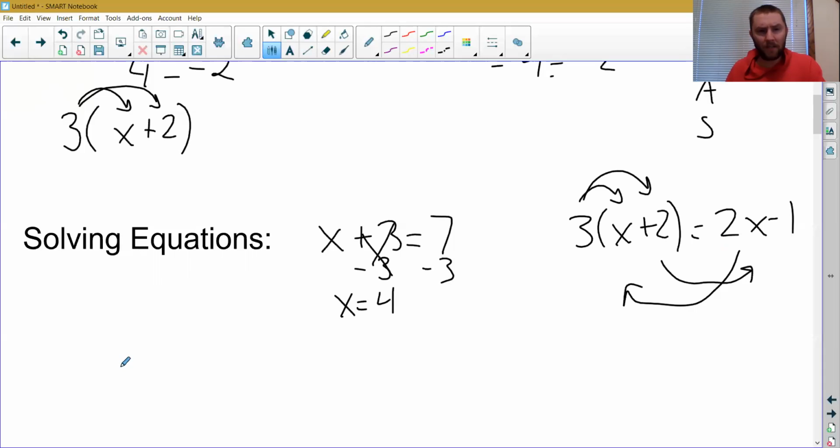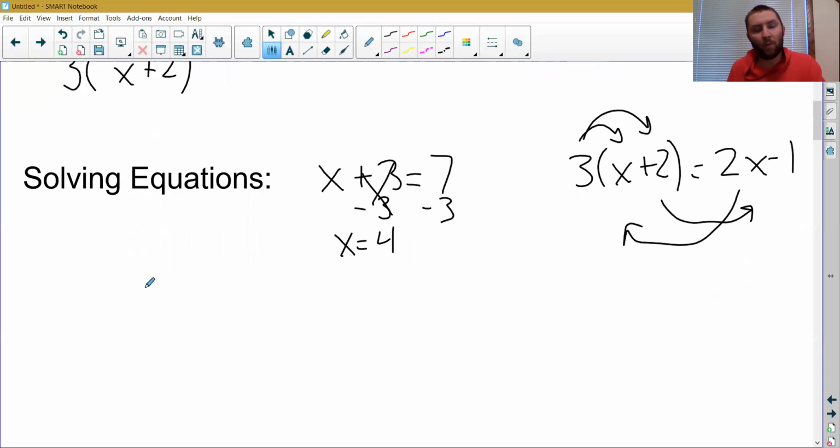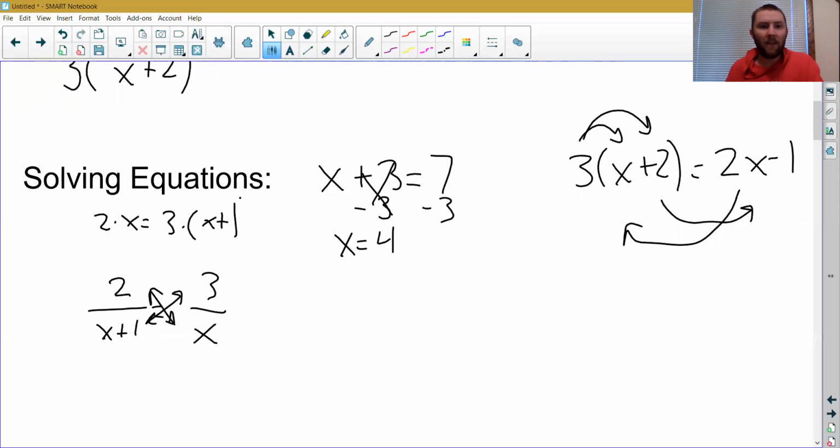In this chapter, we also talked about ratios and proportions. That means we were solving proportions, which are basically fraction equations where we have 2 over (x plus 1) is equal to 3 over x, right? And so we cross multiplied: 2 times x was equal to 3 times (x plus 1). And then it ends up looking like one of these equations. In the end, we distribute and we solve from there, right?